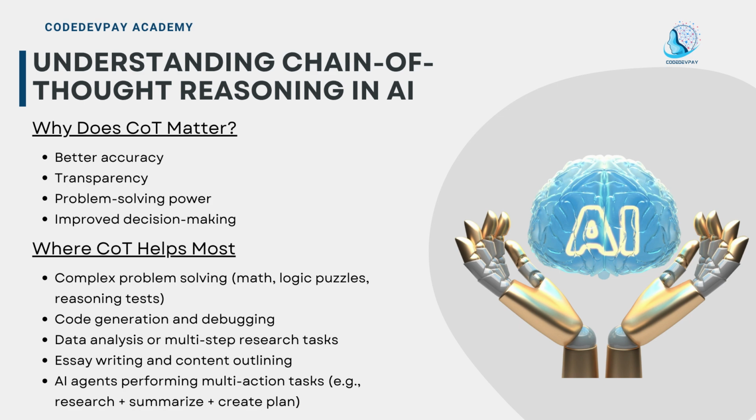And chain of verification. So after reasoning, the AI verifies its own steps for correctness. So COT reasoning helps AI work more like humans. That is, it breaks problems into steps, evaluates them logically, and produces stronger and more reliable answers.